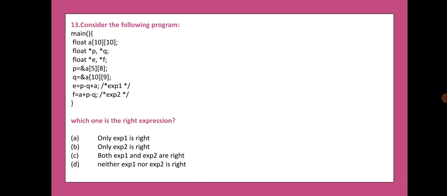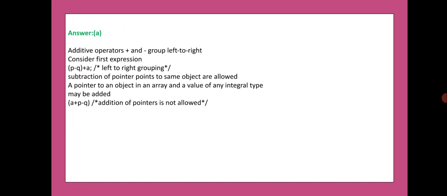A pointer to an object in an array and a value of any integral type may be added. So here, once again, with left to right association, you have to add a plus p, which is not allowed. Addition of pointers is not allowed. Hence expression 2 is wrong. So the answer should be A. Only expression 1 is right.